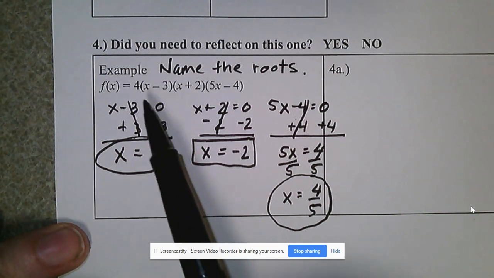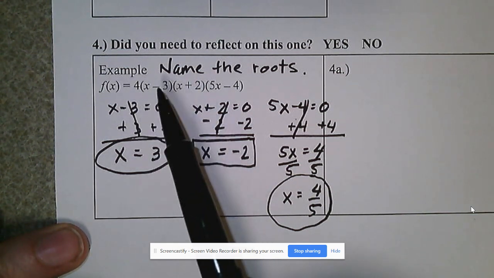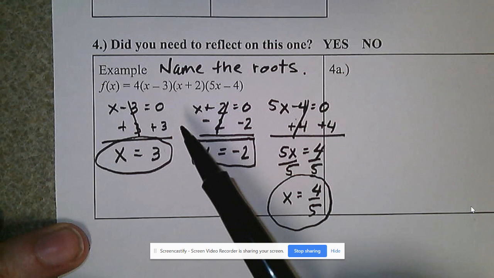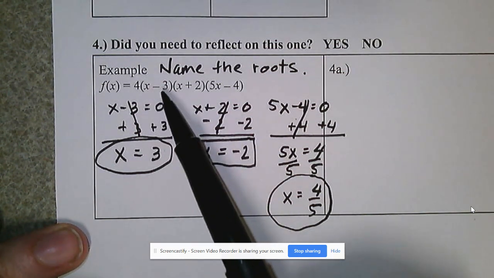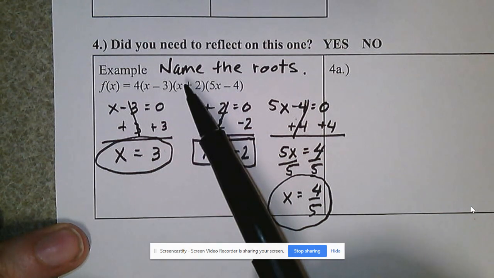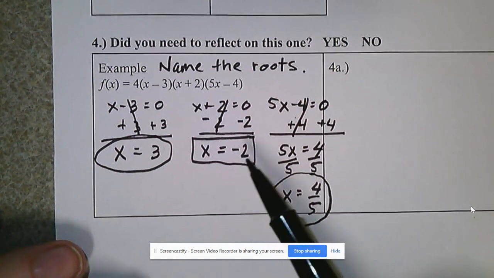Some people like to do a shortcut with these, where they're looking for the root that just has the opposite sign of what they see in the factor. That can work, but you can also do it algebraically. So this x minus 3 became just 3. This x plus 2 became just -2.